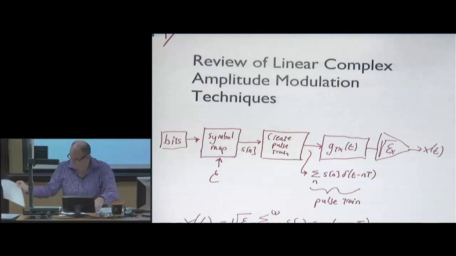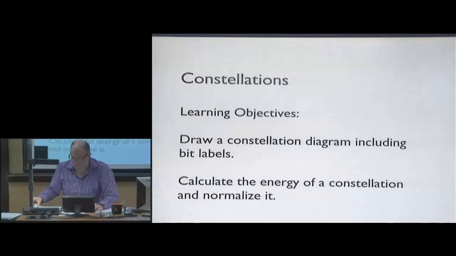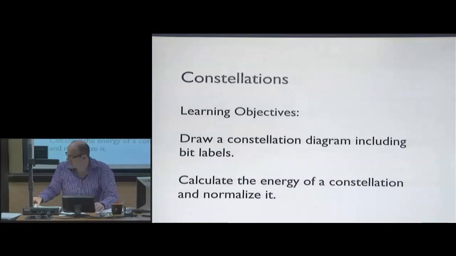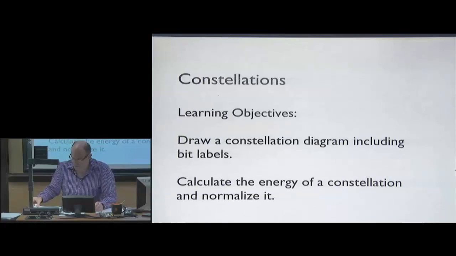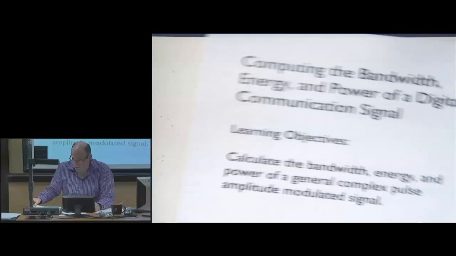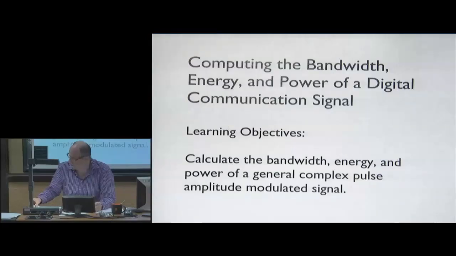Okay, so just to summarize, that's what we've done today. This was lecture number 7. We reviewed this linear complex pulse amplitude modulation block diagram. We reviewed the concept of constellation. You should be able to draw the constellation diagram, including the bit labels. Calculate the energy of a constellation and normalize it. You should be able to compute the bandwidth, energy, and power of such a complex pulse amplitude modulated signal.